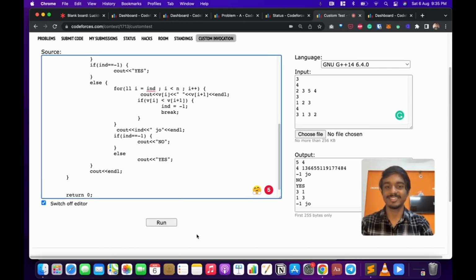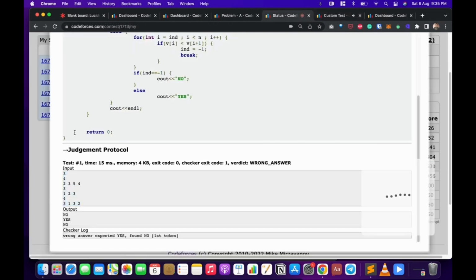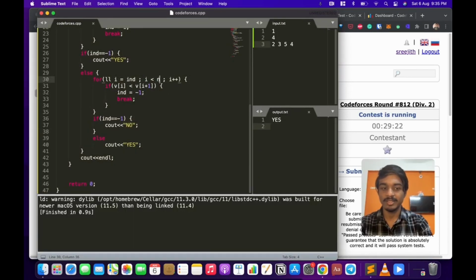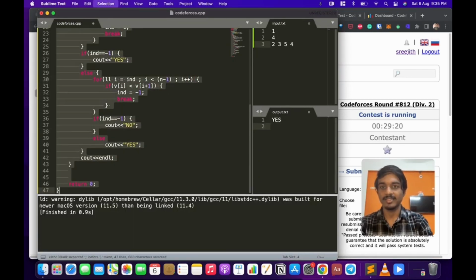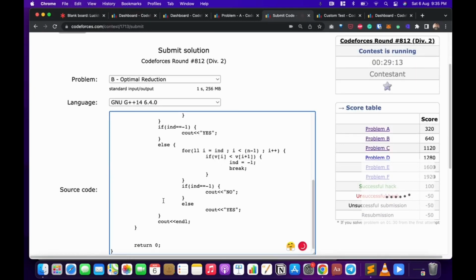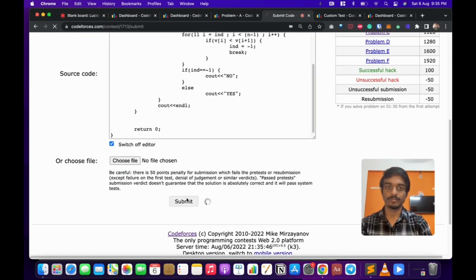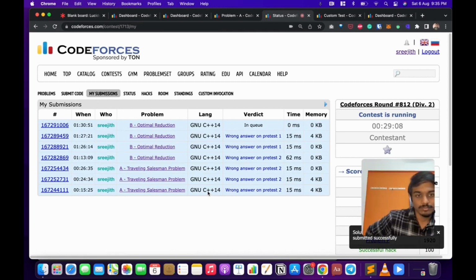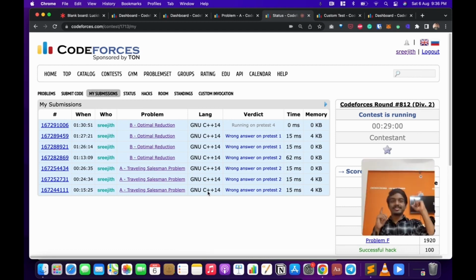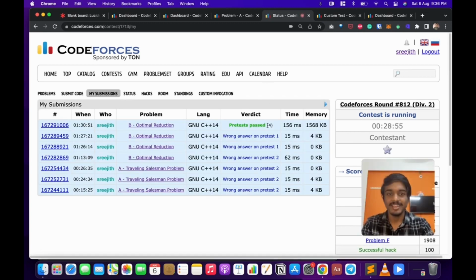So the problem is this. Array. Okay, now it should be -1, right? That's it. I think this should get accepted. Else, yeah, I guess that's enough.